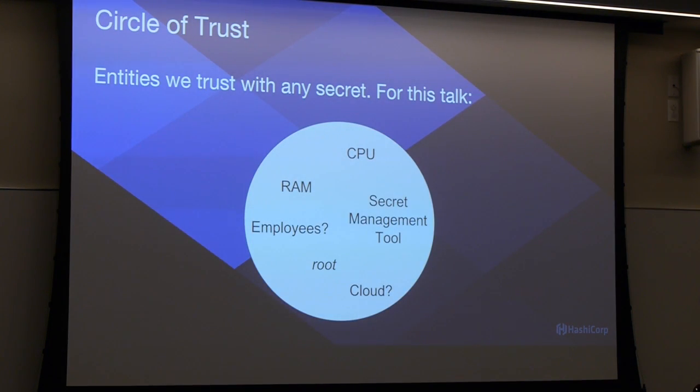So two concepts here. One is the circle of trust. These are entities we trust with any secret. For this talk, things like your CPU and your RAM, right? I'm not going to say don't trust your RAM, don't trust your CPU. Root users: if someone gets root, it's usually very, very bad on your system. So we're just going to say, focus your energies on making sure that people don't get root, and we're going to trust root because you can't really do anything about it. Maybe the cloud, maybe you trust AWS, maybe you don't. A secret management tool: that's kind of the point if you're using one, that you can trust it, so that's part of the circle of trust.